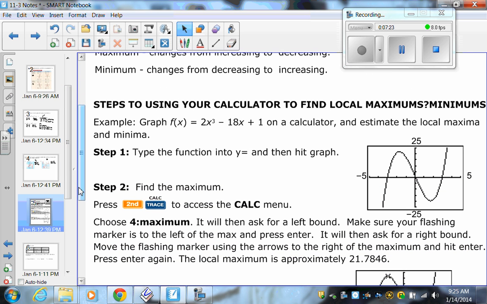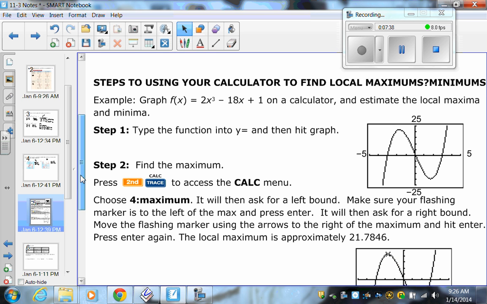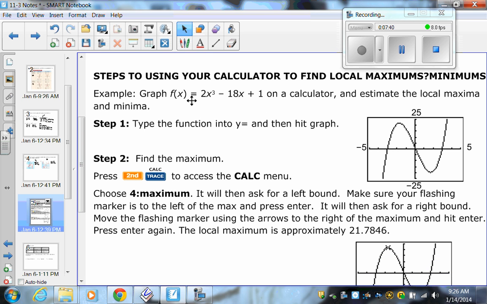Okay. Next, what I want you to do is to pause this video, and I want you to go through these steps that I have here for this example that's worked out so that you know whether or not you know how to use your calculator. We will go over some of this in class tomorrow as well. So what I want you to do is to go to y equals and type in this function. And then I want you to find the maximum according to these directions and find the minimum according to these directions.